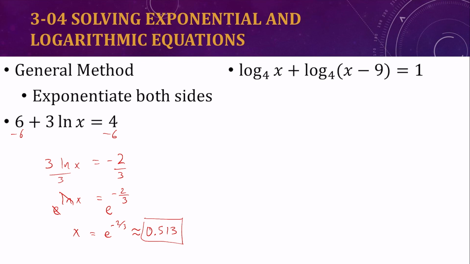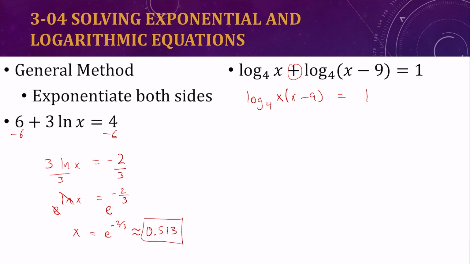Let's try the next one. Well, this has two logarithms. Oh, but conveniently, we know how to condense logarithms. So when we're adding logarithms, we can redo it as multiplication. So we'll multiply the x and the x minus 9. And now we have just a single logarithm.